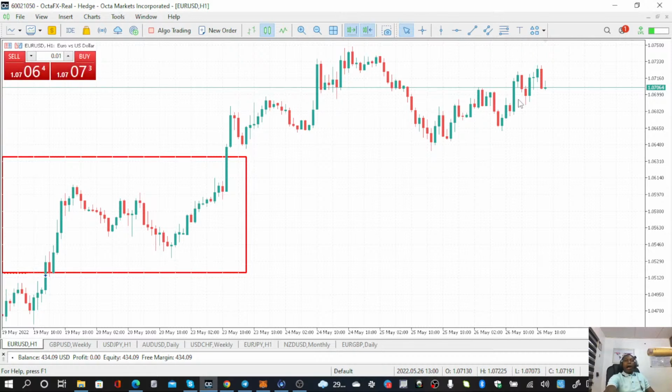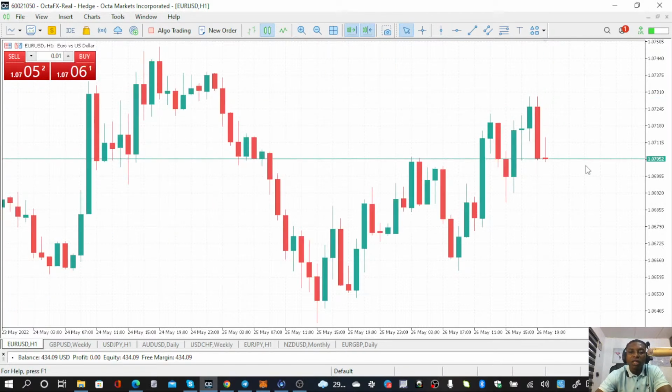And we can see that from this box where there has been a resistance, there has finally been a breakout, and the breakout was sustained up until this level before it started breaking down. So what do we want to do here? Because on the 1 hour time frame now, we can see that there is a bearish momentum.